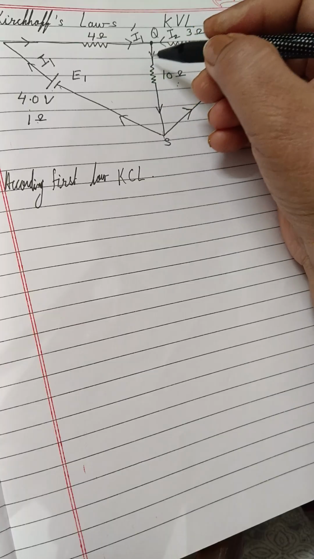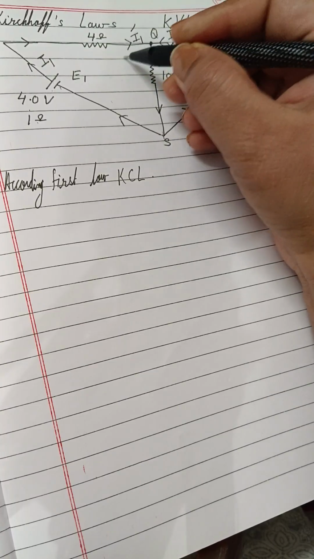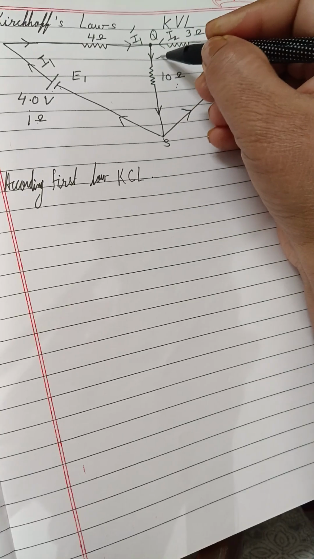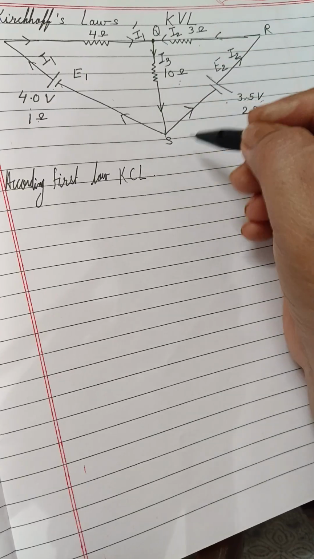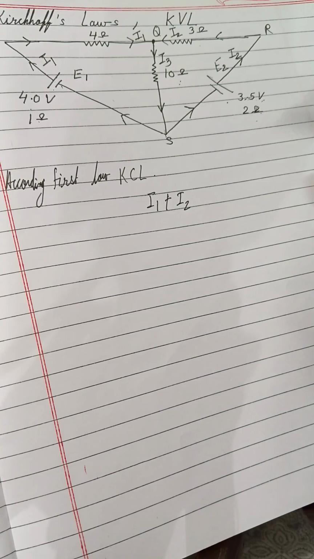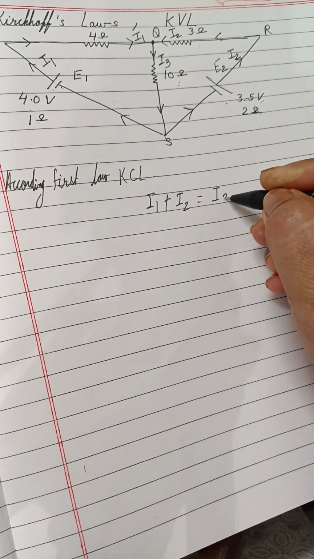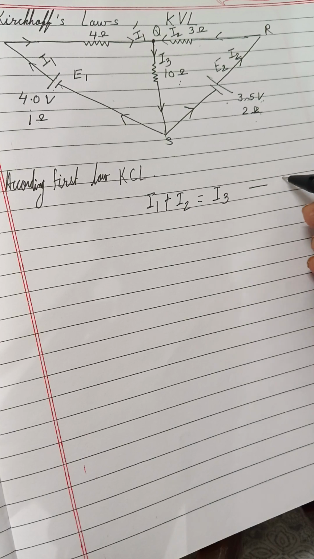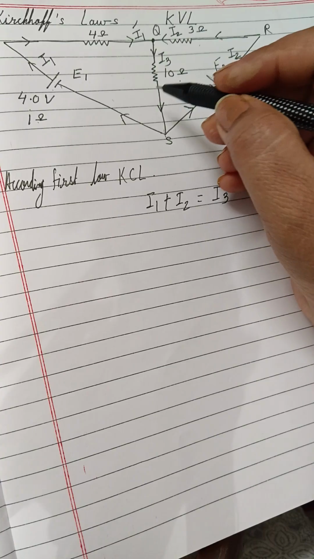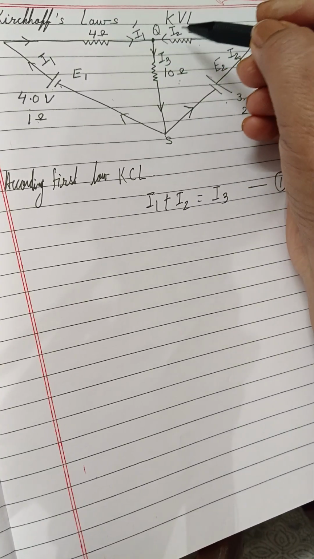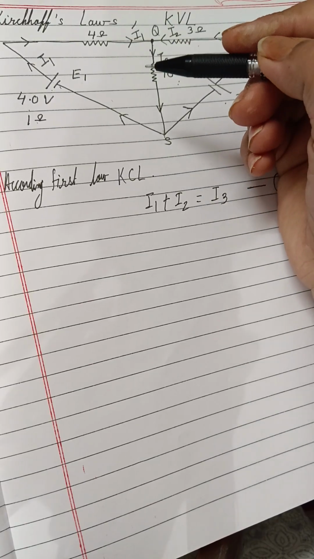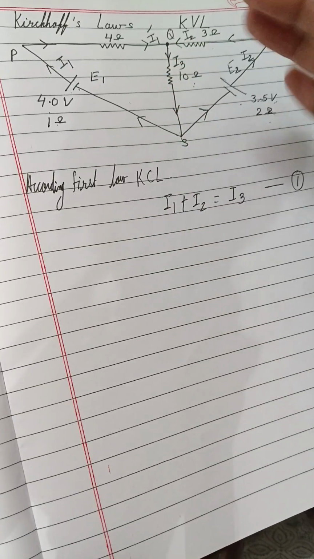Here these two currents are called entering currents, and this one is the outgoing current, so I can write I3. So I will write I1 plus I2 is equal to I3. Clear? So this is my equation 1. Now we know that Kirchhoff's law or KVL is applicable for a closed loop.